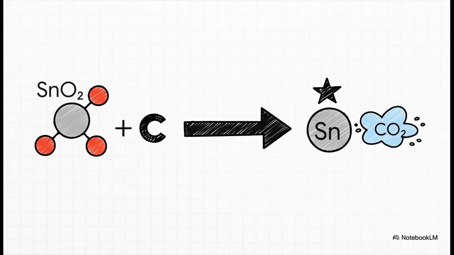So, here's the setup. We're extracting tin from tin oxide using carbon, and the question wants us to work out the percentage atom economy. Now that sounds complicated, but it's really just a fancy way of asking, of all the ingredients we put in at the start, what percentage of their mass actually ends up as the tin that we want?